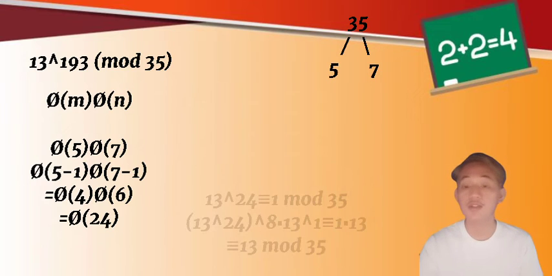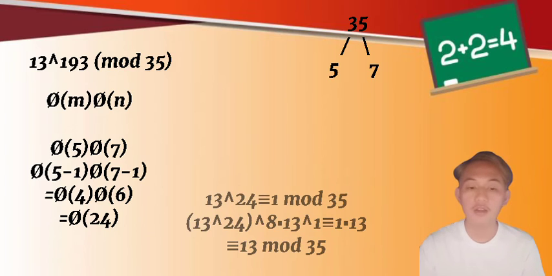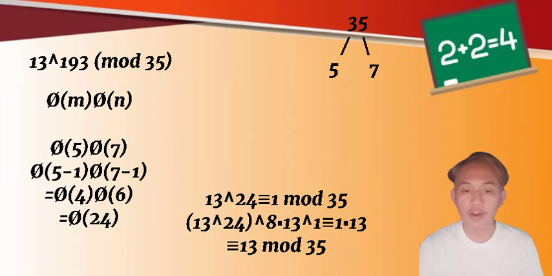Because our totient is now 24, let's use it. So 13 to the 24th power is congruent to 1 mod 35. We need to divide 193 by 24, and it will become 13 to the 24th power to the 8th power, because 193 divided by 24 is 8, and we have a remainder, so let's put it. So multiplied by 13 to the first power is congruent to 1 multiplied by 13. So our answer now is 13 mod 35.